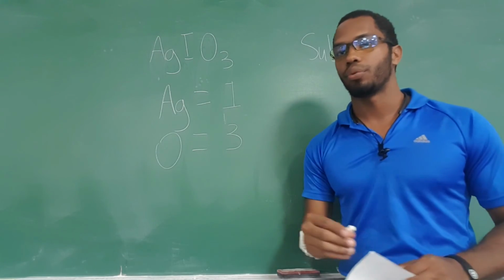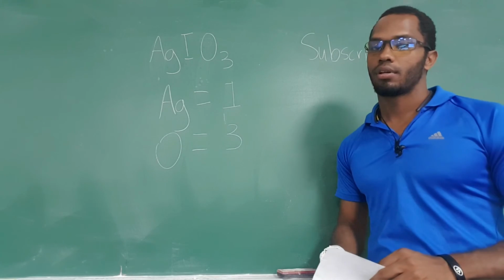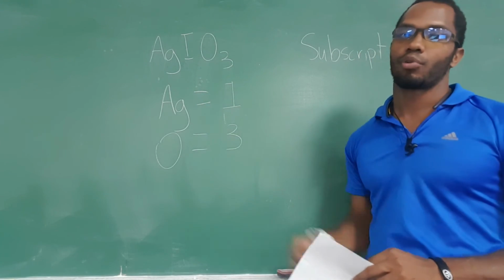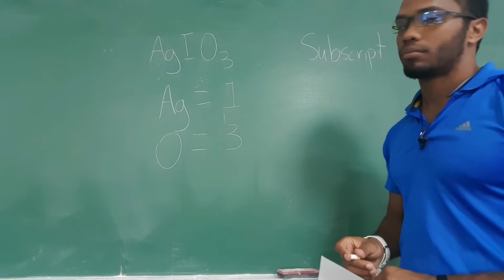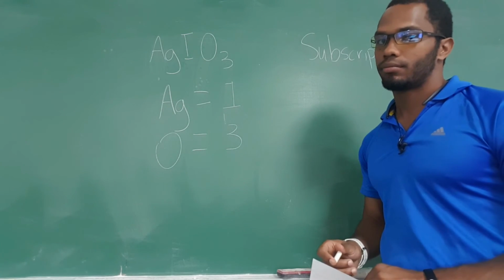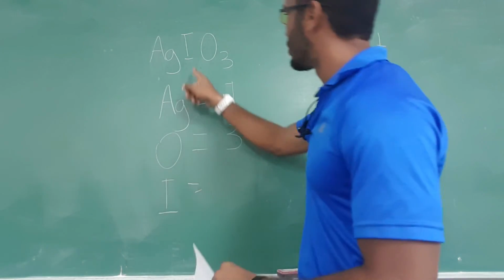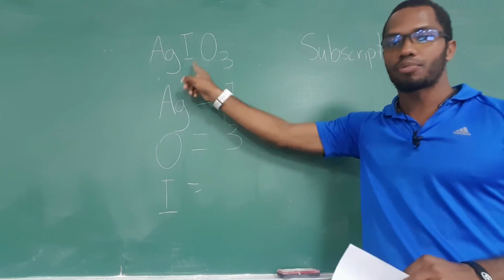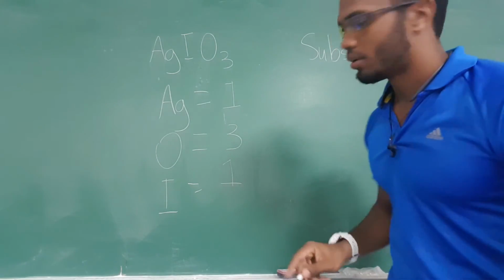So my question to you is, what is the amount of atoms of iodine in this chemical formula? Okay, go ahead and answer that. If you did it correctly, first we notice that there is no subscript, which means that there is only 1 atom of iodine.